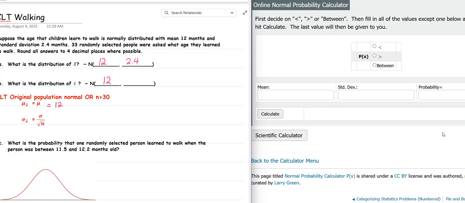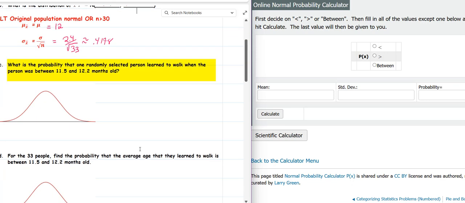And the standard deviation of X bar is the standard deviation of the original population, which is 2.4, divided by the square root of the sample size, n. And n, in this case, is 33. So this is approximately equal to, rounded to 4 decimals, 0.4178. So we've got two distributions going on. One is the original population, one is the distribution of the sample means.